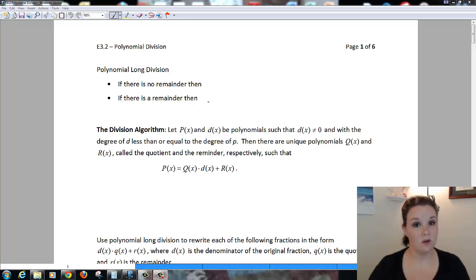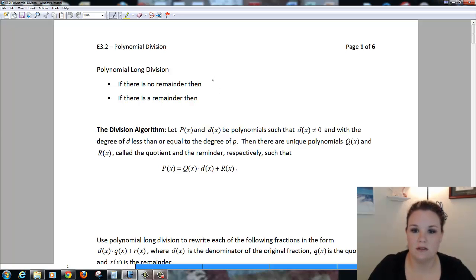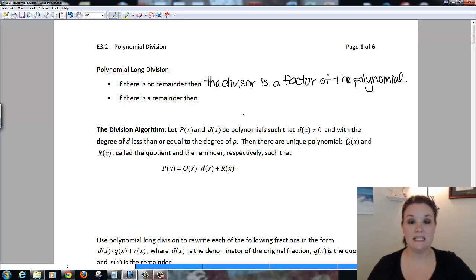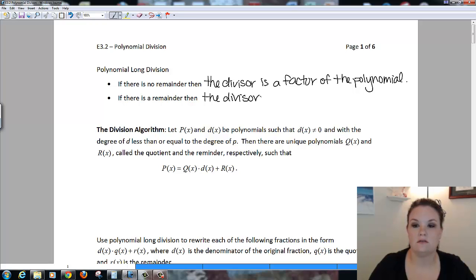Okay. If we don't get a remainder, then that means that the divisor is a factor of the polynomial. Okay, if there is a remainder, then the divisor is not a factor of the polynomial.